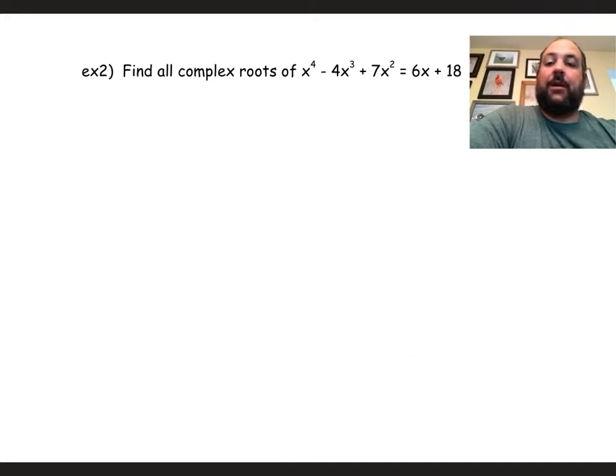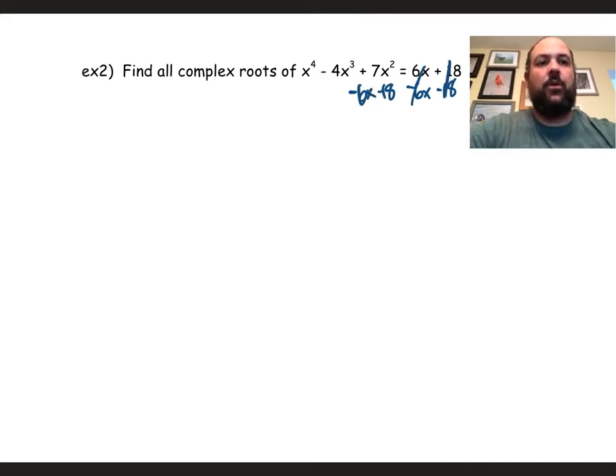All right, so here's our final example. We want to find all the complex roots of x to the fourth minus 4x cubed plus 7x squared equals 6x plus 18. Now, if you look at this, you might notice that there's something wrong with this setup. The fact is that we don't have everything on the same side. So the first step is going to be to subtract over the 6x and the 18 so that we get all of our terms on the same side.